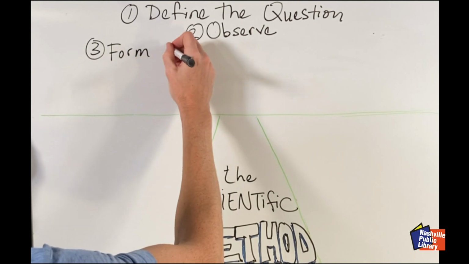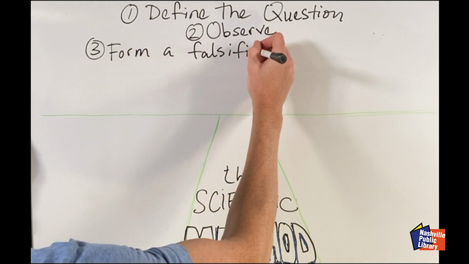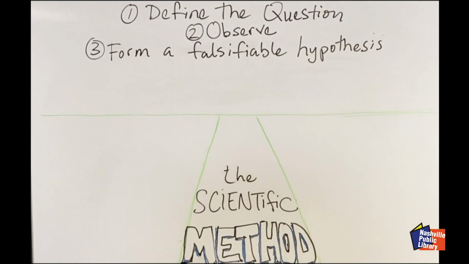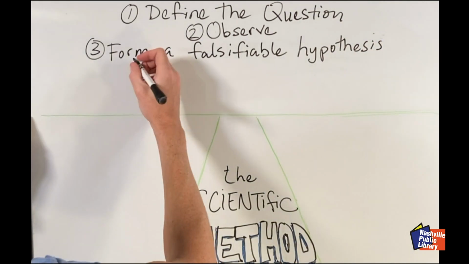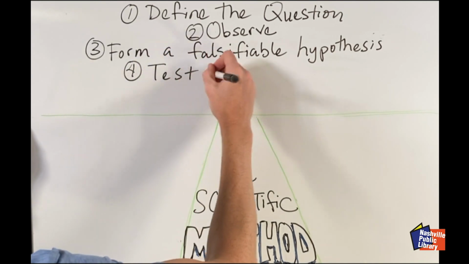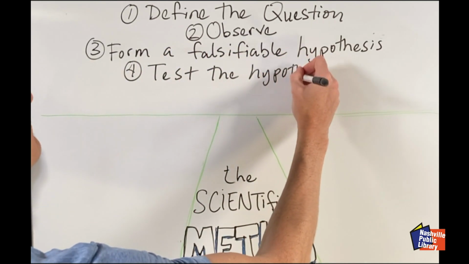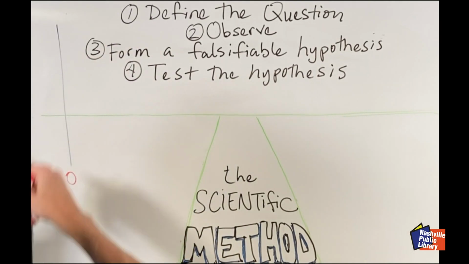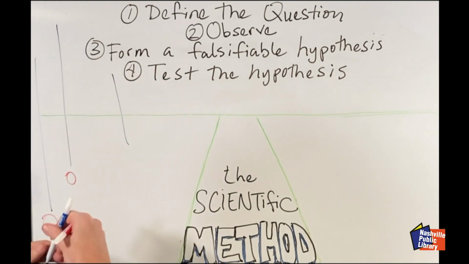The third step is to form a falsifiable hypothesis. This is a key step in the scientific method. If you form a hypothesis that cannot be tested, from a scientific perspective, that hypothesis is not useful. You must form a statement that can be tested, or in other words, a statement that can be proven wrong. In this example, the hypothesis is everything that goes up will come down.